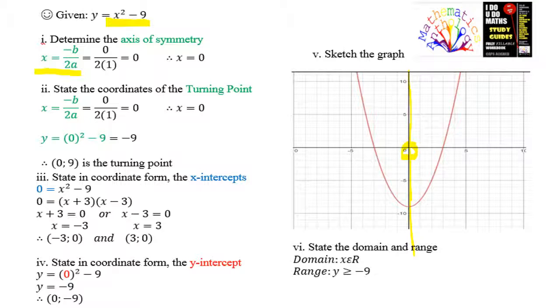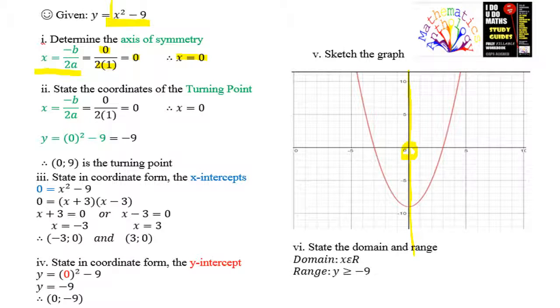So -b becomes 0, over 2a. My a value is the value in front of x squared, which here is 1. So that becomes 2 times 1. And 0 over 2 times 1 is 0. So x is equal to 0 is my axis of symmetry, as we can see on the graph here. The vertical line going through 0 on the x-axis cuts this parabola in half.